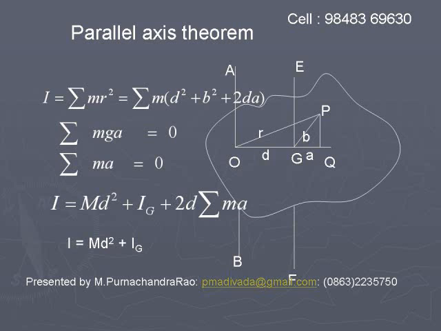Therefore, I becomes equal to Md square plus Ig. This is the relation for parallel axis theorem.